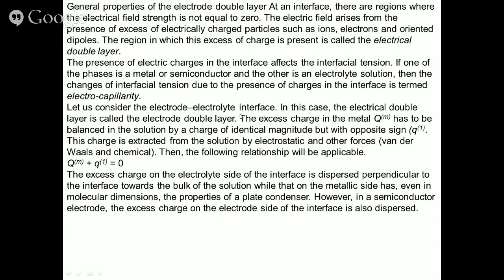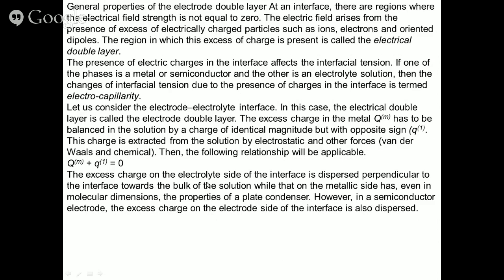Let us consider the electrode-electrolyte interface. In this case, the electrical double layer is called the electrode double layer. The excess charge in the metal, QM, has to be balanced in the solution by a charge of identical magnitude but of opposite sign, Q1. This must be the charge in the electrolyte medium. QM is the charge in the electrode. This charge is extracted from the solution by electrostatic and other forces, chemical, van der Waals and others. Then the following relationship holds good: QM plus Q1 must be equal to 0, or QM must be equal to minus Q1. In the sense of the sign, they have to be different.